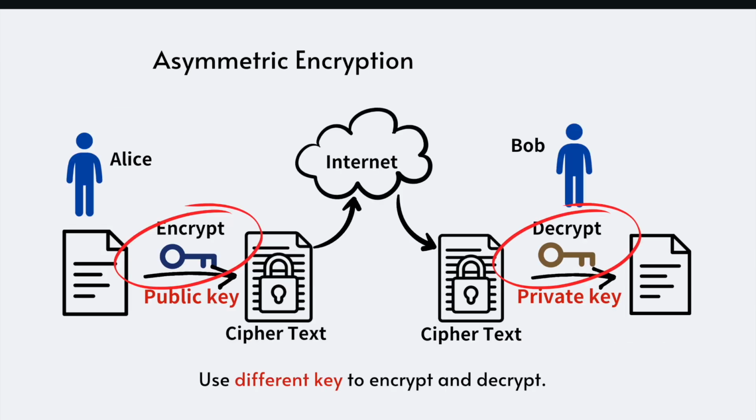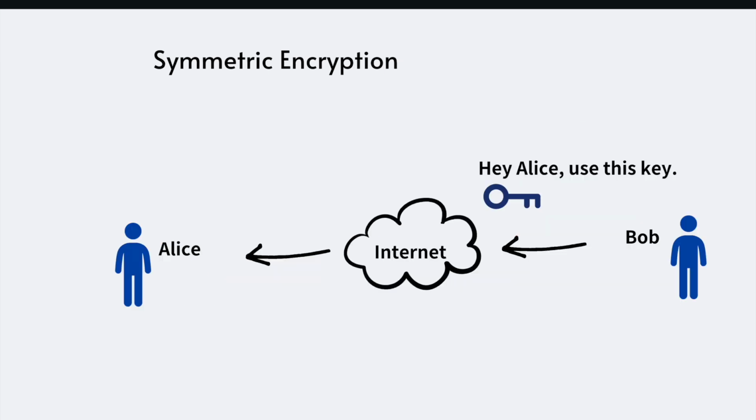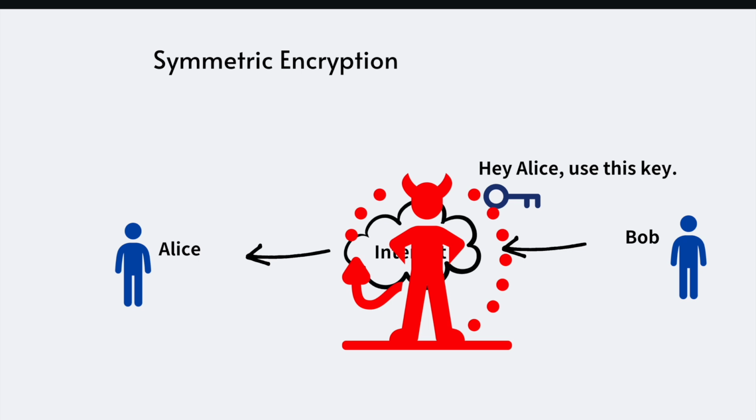So in asymmetric encryption, they will use different keys to encrypt and decrypt. And this time, if a hacker copies the key that Bob sent to Alice, it is useless because this key can only be used to encrypt and it cannot be used to decrypt. So the hacker cannot get the communication between Alice and Bob.